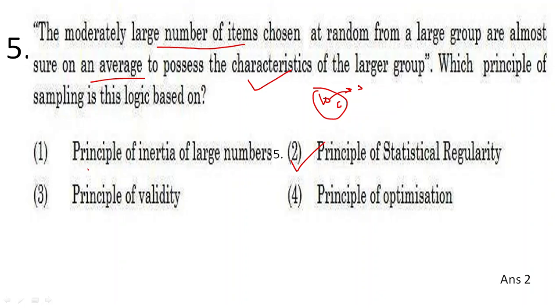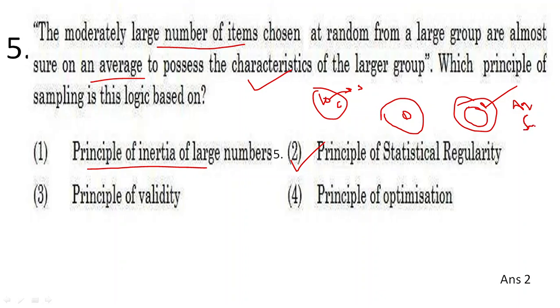However, the principle of inertia of large numbers is basically that if you increase the sample size, all other things remaining constant, this sample will be more accurate, right? The sampling errors can be reduced if you go for a larger sample. So this is the principle of inertia of large numbers.